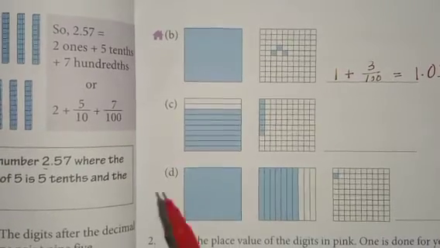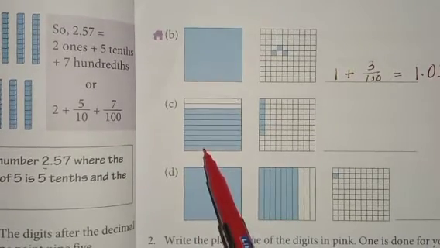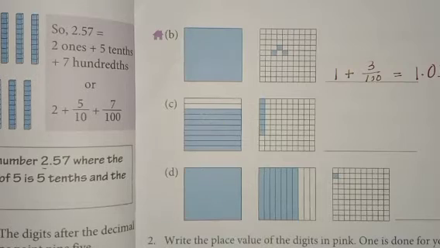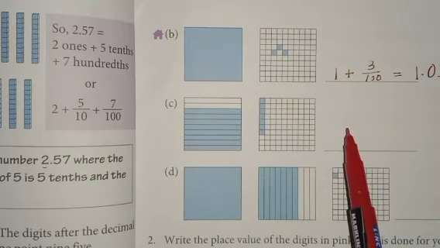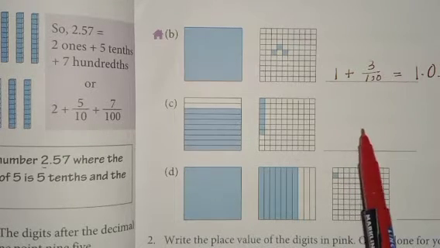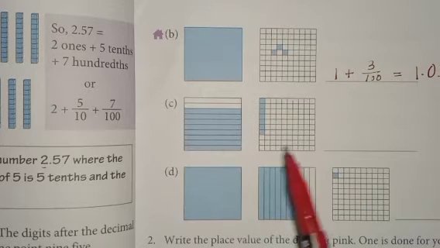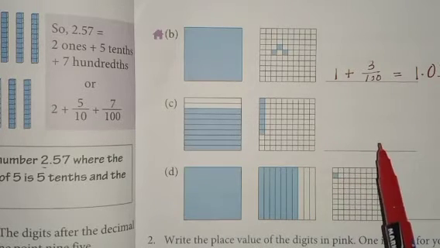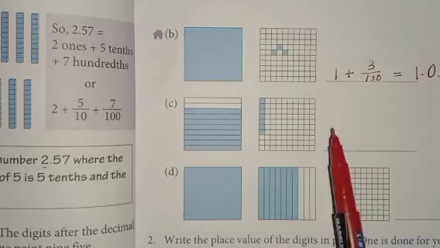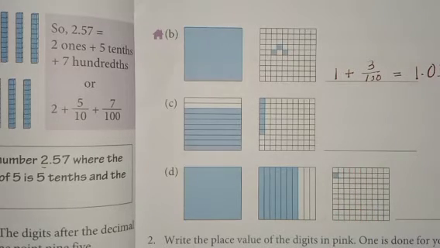Same way the next one also you can do. Here you count how many portions are shaded. 1, 2, 3, 4, 5, 6. You can count and write the portions here. Here no whole part. So here you can write 0.6. Okay. So find out C and D answers also.